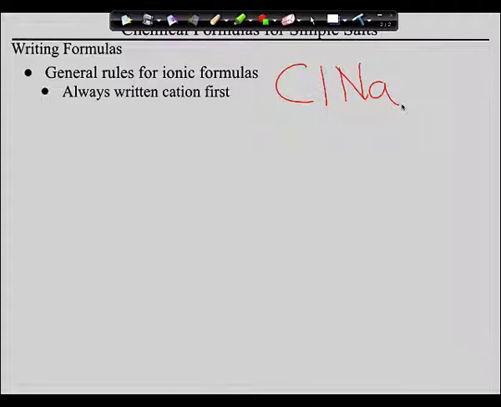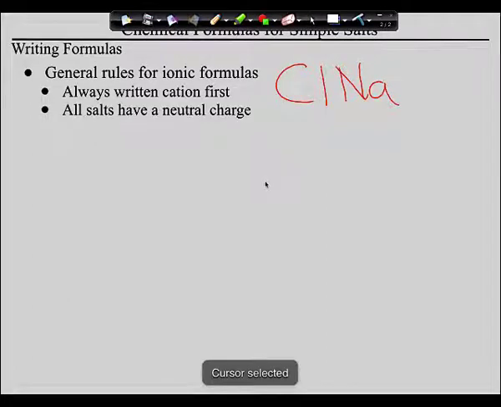Sodium chloride is not chlorine sodiumide. It's always cation first. But did you notice that's nice? Because where are the cations? On the left. Where are the anions? On the right. And we read from left to right. So they're always in the right order.